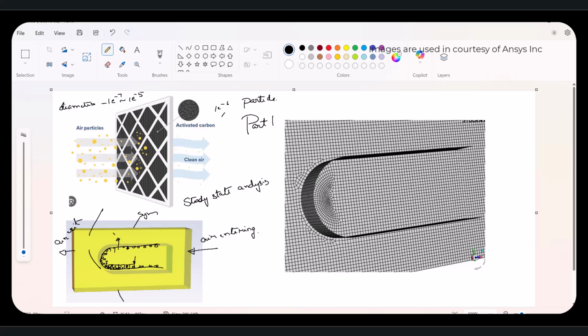where we will check the UDF, how exactly it handles the trapping of the particles, as well as this change. There is also a porous jump that would be present here.